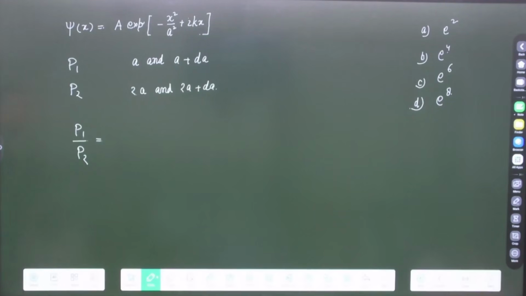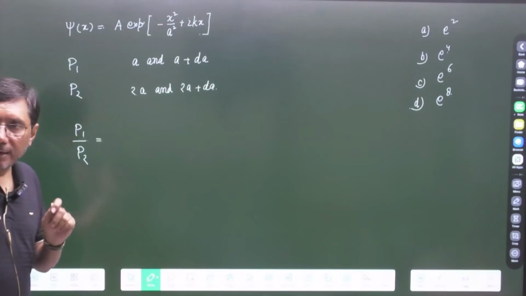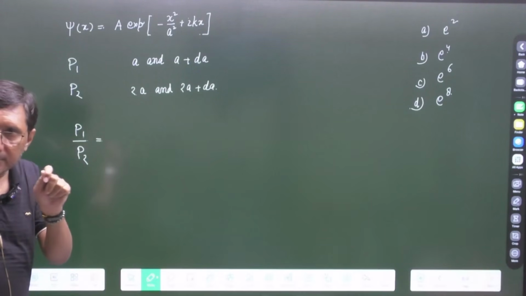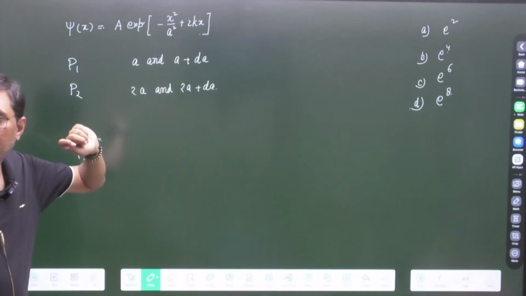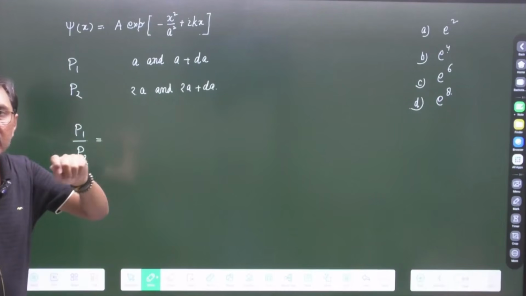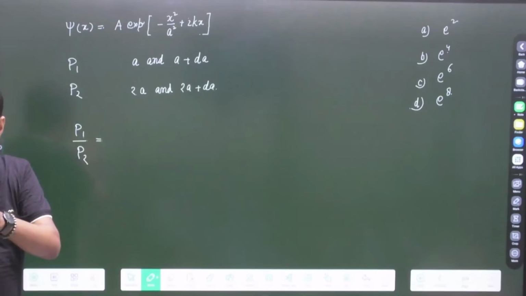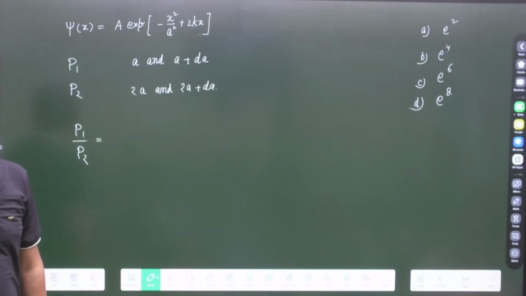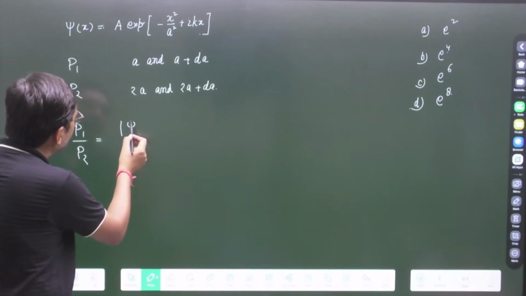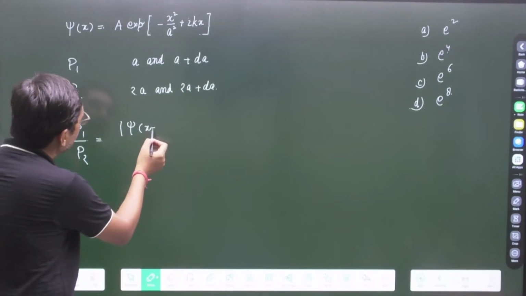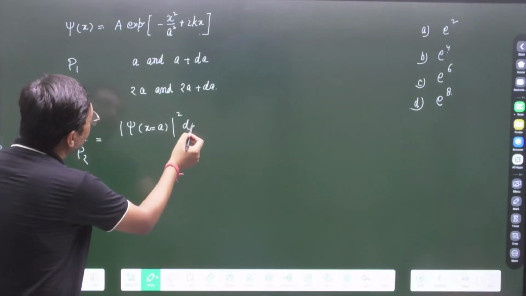करिए. So this is the probability P1 of finding the particle in an infinitesimal element. ठीक है, this is an infinitesimal element. कितना होता है probability of finding the particle in an infinitesimal element? x and x plus dx के बीच में psi square dx. So it will be how much? This will be psi at x equal to a, square of this, and dA.